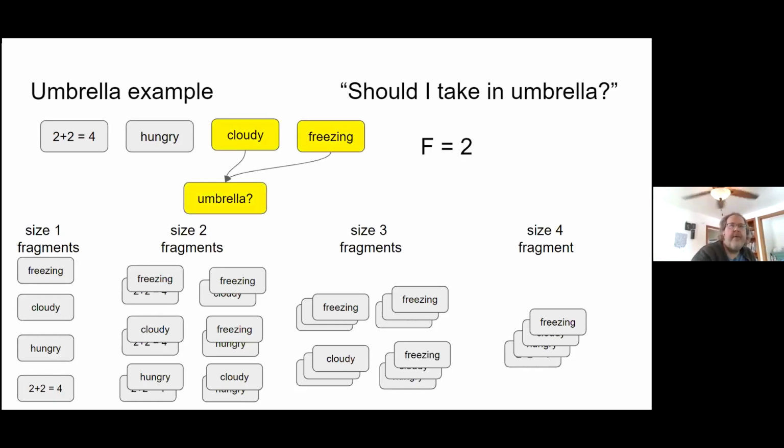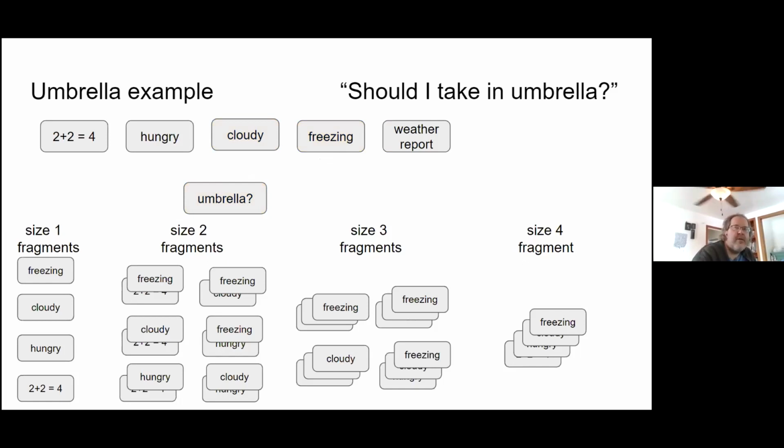And it ends up that if I know the state of cloudy and I know the state of freezing, then I know whether or not I should take an umbrella. Basically, if it's freezing, I don't have to take an umbrella. If it's not cloudy, I don't have to take an umbrella. But if it's cloudy and it's not freezing, then I should take an umbrella. And this would indicate that the fragmentation about umbrella for this brain is 2.